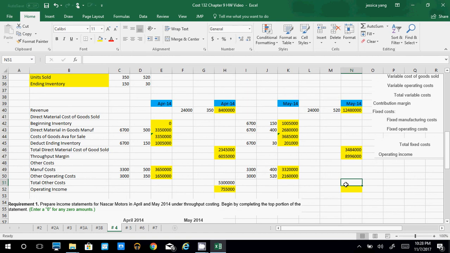For total other costs, I would take the sum of manufacturing costs plus other operating costs, which gives me a total of $5,480,000 for total other costs. And to get operating income for May, I would take my throughput margin of $8,996,000 subtracted by our $5,480,000 to get $3,516,000 for operating income.